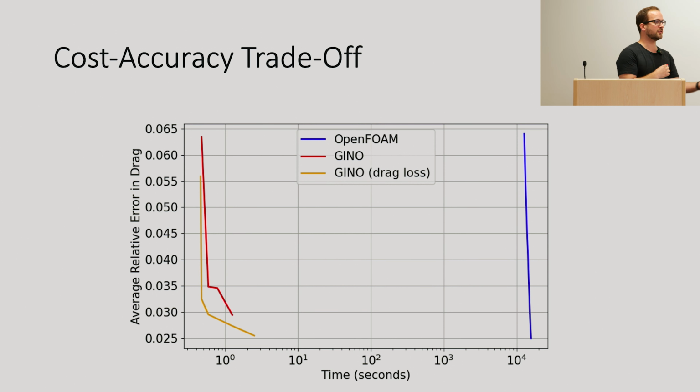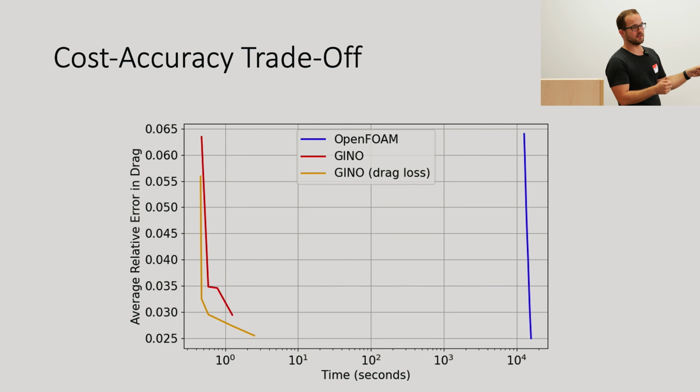And so this is just to visualize this speedup. You can see in red and orange is this model. And this is a cost trade-off accuracy. So you can see the time. So it's basically the error in the drag, the car drag, as a function of time. And you can see that with our model, you can get as good an accuracy as the OpenFOAM solver, which is GPU accelerated, in much less time.